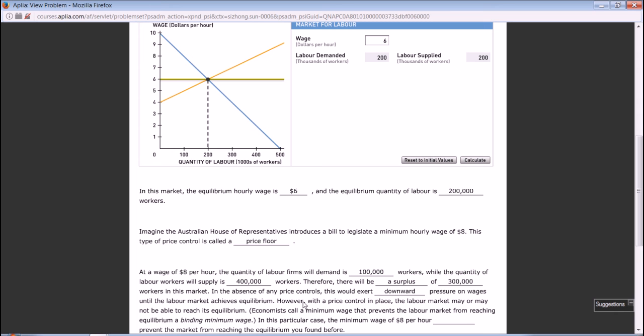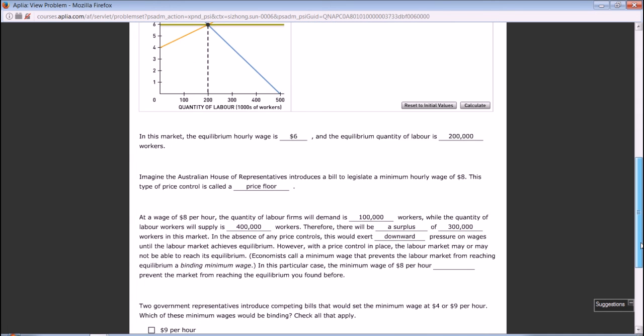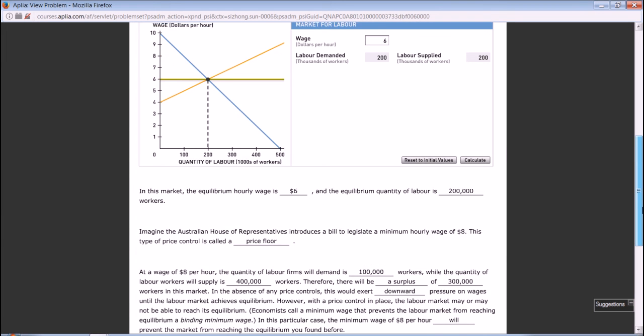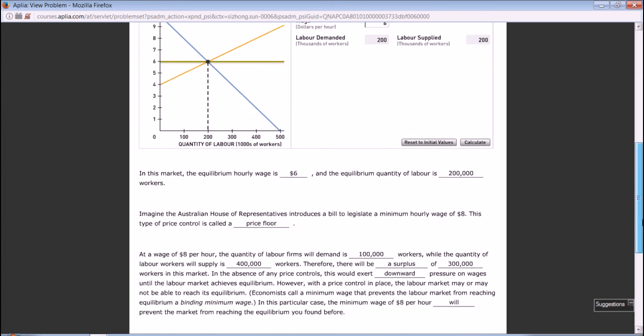However, with a price control in place, the labor market might or might not be able to reach its equilibrium. Economists call a minimum wage that prevents the labor market from reaching equilibrium a binding minimum wage. So this is indeed affecting the market outcome. In this particular case, the minimum wage rate of $8 per hour will prevent the market from reaching its equilibrium, because $8 is higher than $6.